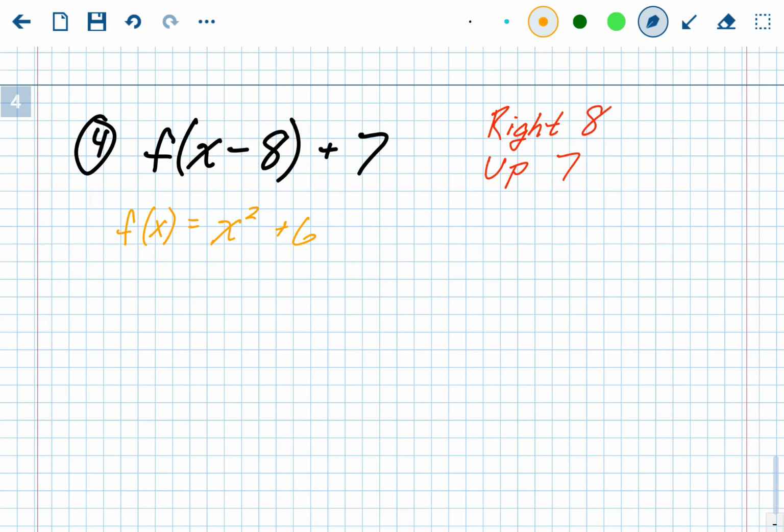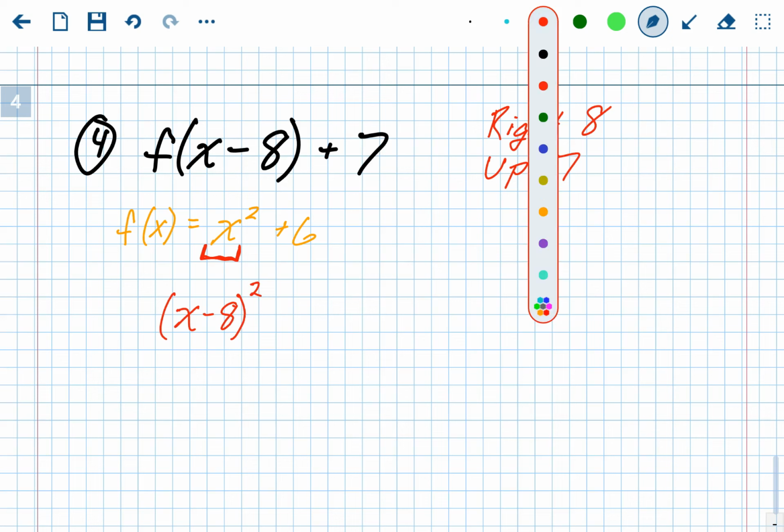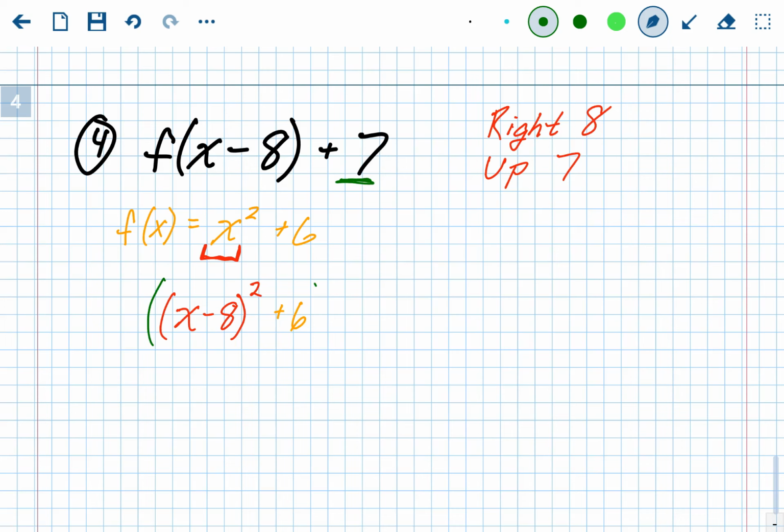Alright, well, we're going to have to go through this. The minus 8 is on the inside. So the x minus 8 is going to have to replace x in the function. So the x minus 8 squared plus 6, because that's still part of the function. And then the plus 7 doesn't come into play until it's outside of the function. It's past the function. So that plus 7 will go all the way at the end.